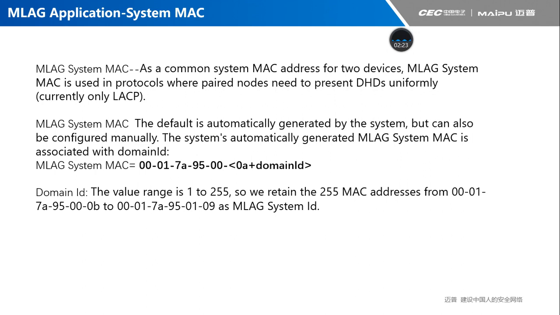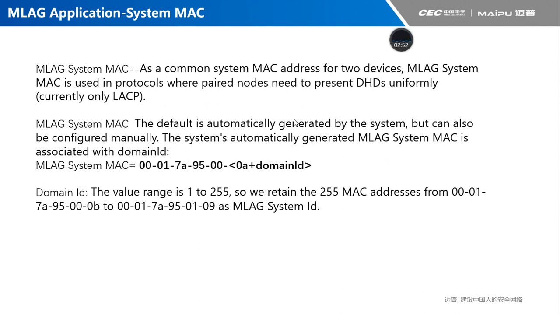MLAG application system MAC address. The MLAG system MAC is a common system MAC address for the two devices. MLAG system MAC is used in protocols where paired nodes need to prevent DHDs uniform. The MLAG system MAC address is automatically generated by the system, and it can also be manually configured.